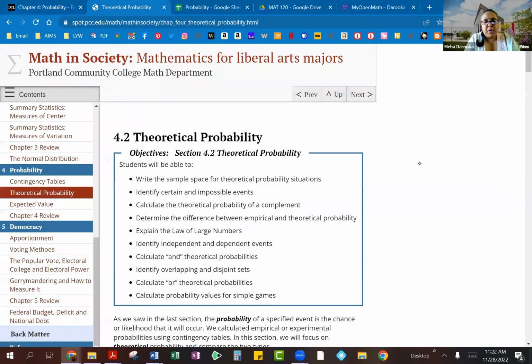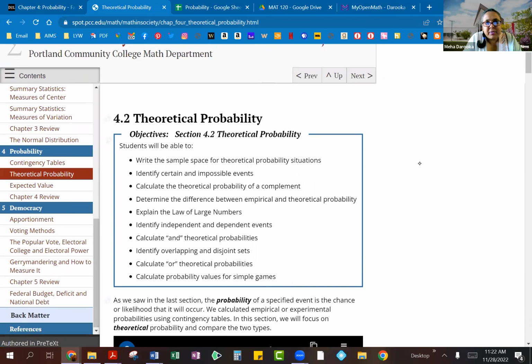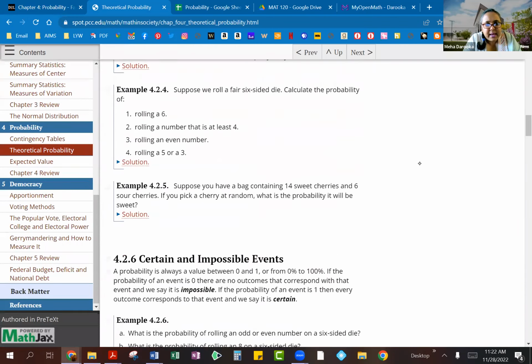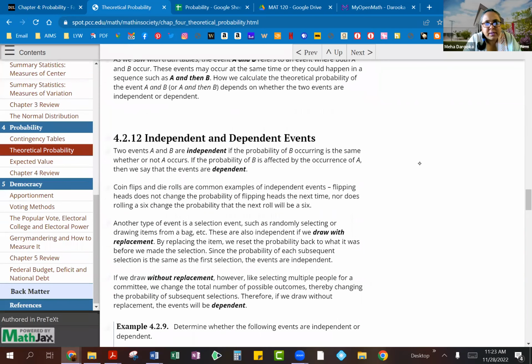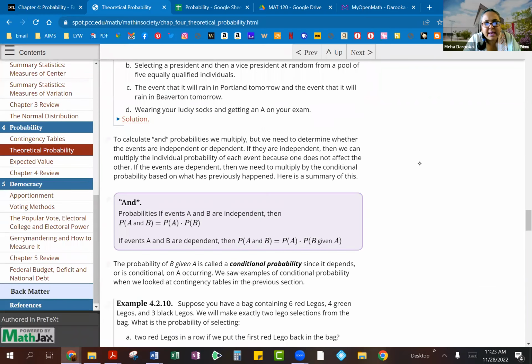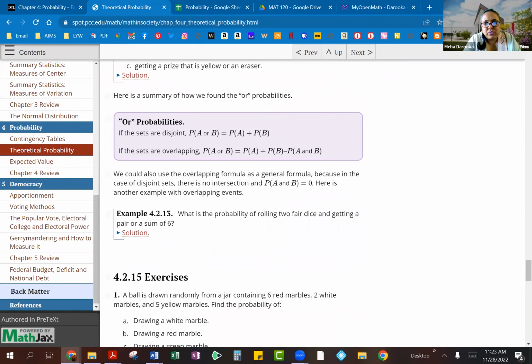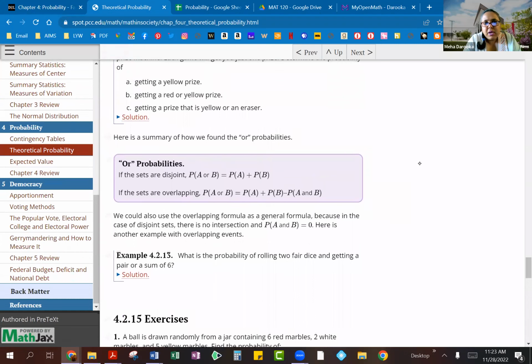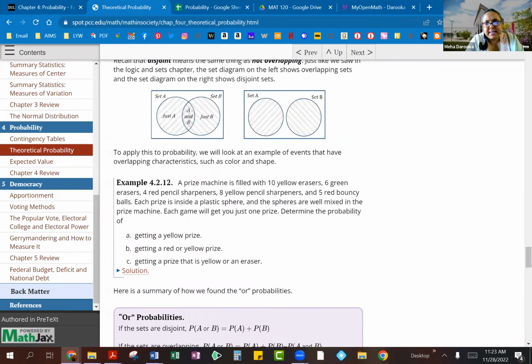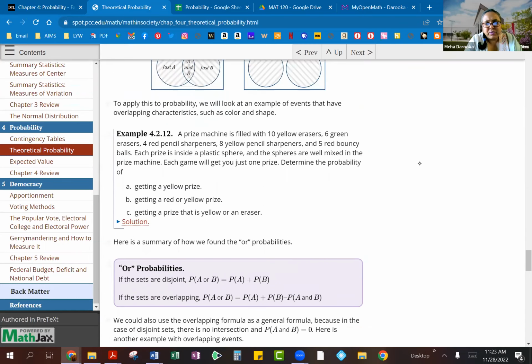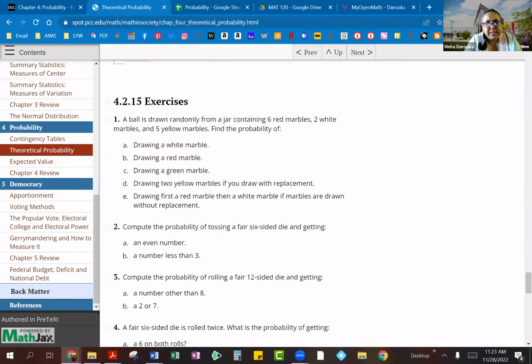All right, guys. So like I was saying, we're trying to wrap up the last part of chapter 4. This is where we had ended, with the theoretical probability. One of the last things we had just talked about was how to work with the and/or probabilities. And then, of course, we got into disjoint or overlapping sets and what those calculations would look like. So I wanted to see a couple examples for us.